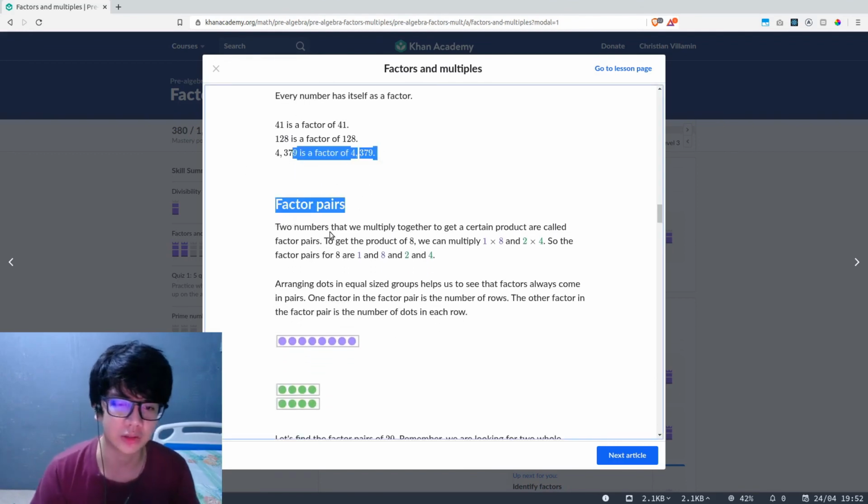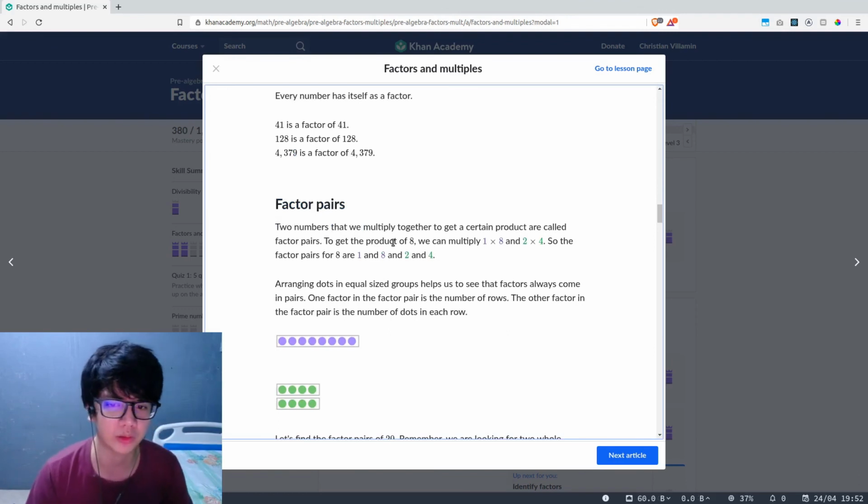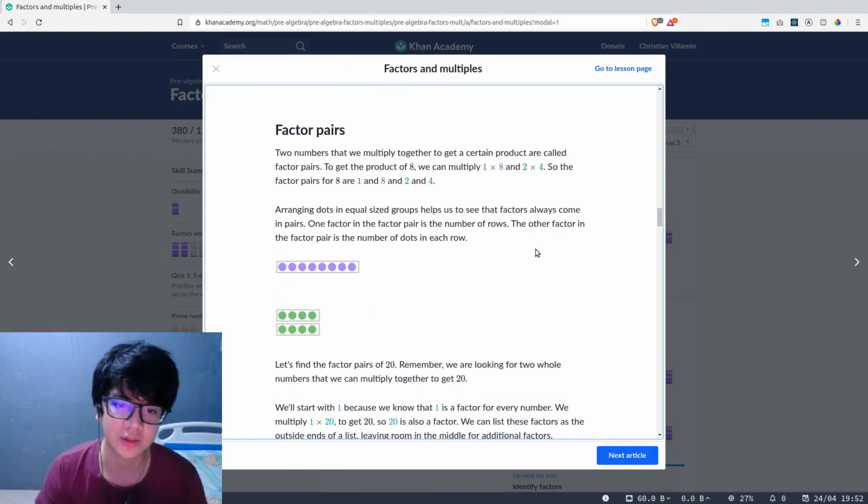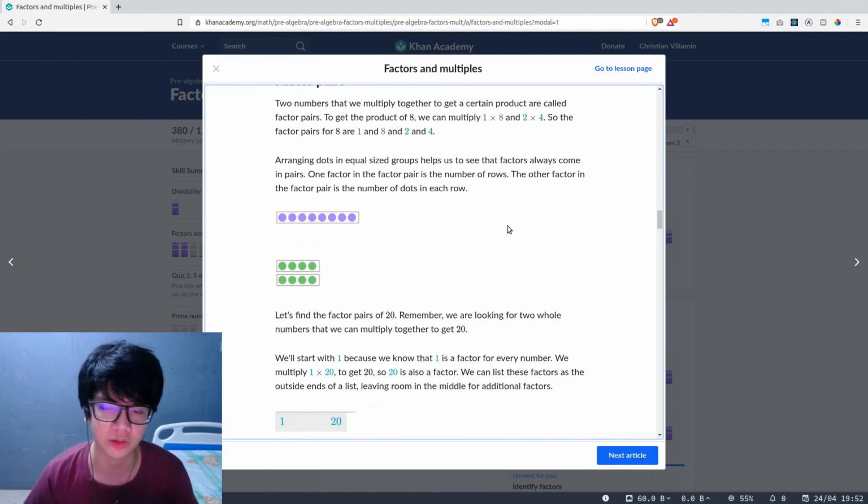Okay. Factor pairs. Two numbers that we multiply together to get a certain product are called factor pairs. To get the product of 8, 1 times 8 and 2 times 4. So the factor pairs for 8 are 1, 8 and 2, 4. Arranging dots in equal sized groups helps us see that factors always come in pairs.